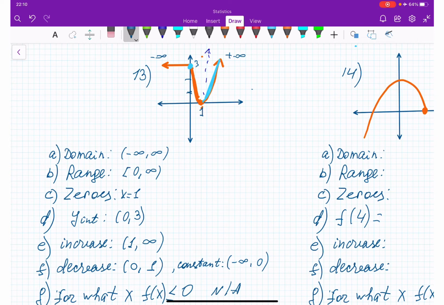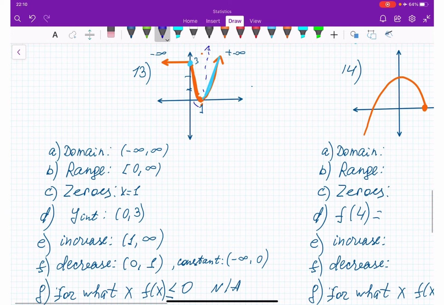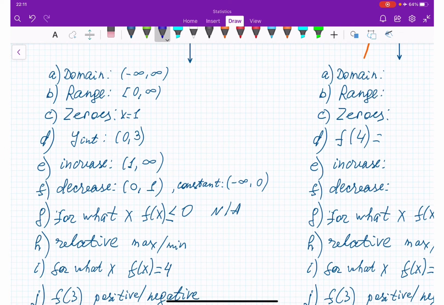But we do have, let me see, we do have a minimum right here. Yes? This is a minimum and it is at the point of x equal to 1, right? So this is gone. We don't have a maximum. We have a minimum, which is going to be at the point of 1.